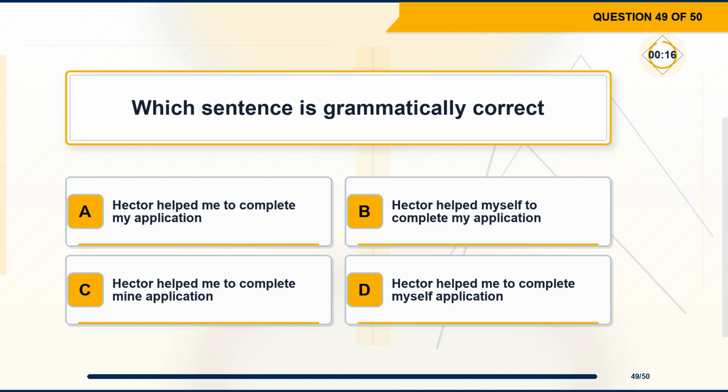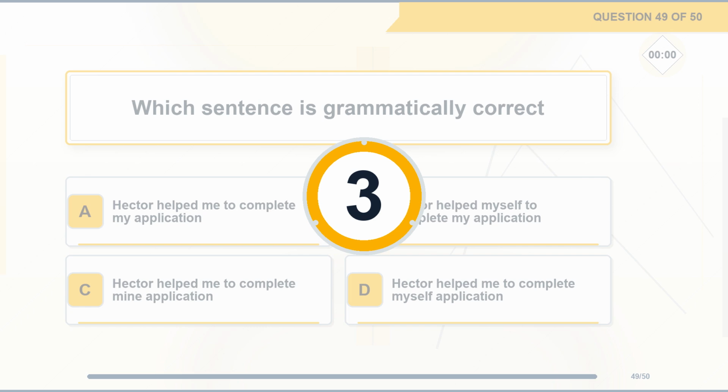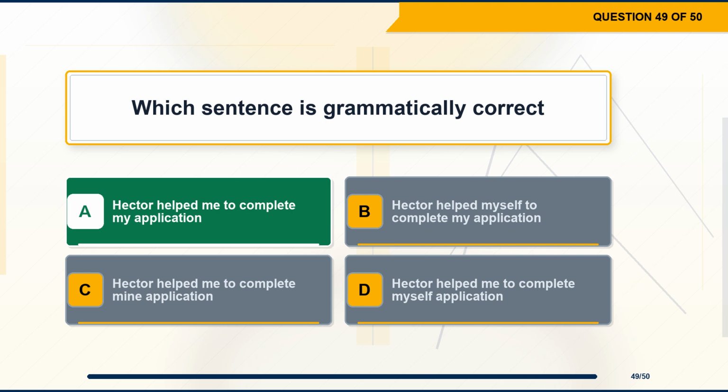Question 49. Which sentence is grammatically correct? Option A, Hector helped me to complete my application. Option B, Hector helped myself to complete my application. Option C, Hector helped me to complete mine application. Option D, Hector helped me to complete myself application. The correct answer is option A, Hector helped me to complete my application.